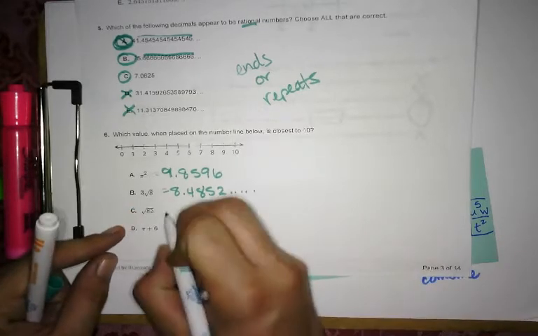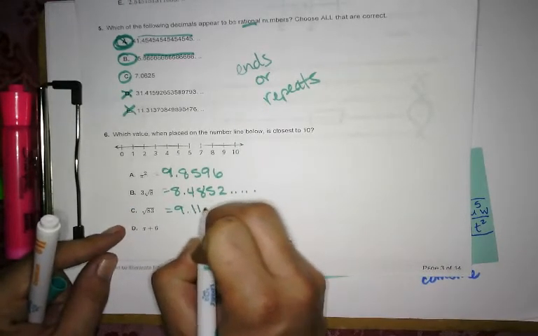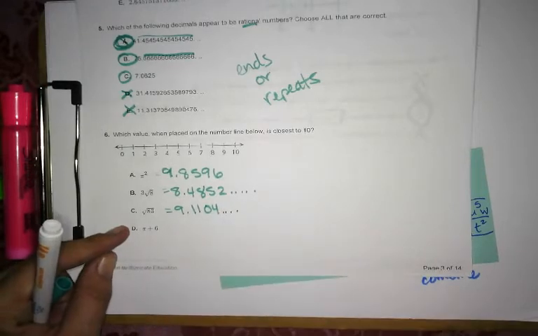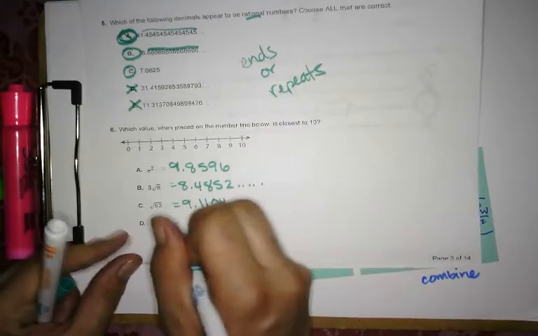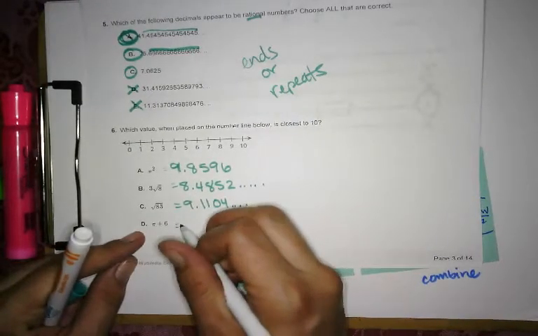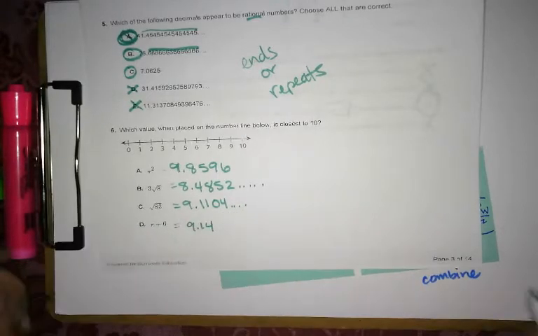Square root of 83 is also a non-perfect square root. So square root of 83 is 9.1104..., so non-perfect. And then 3.14 plus 6 is about 9.14. I can kind of compare those to see that definitely pi squared is going to give us the biggest answer. So that one's the closest to 10.